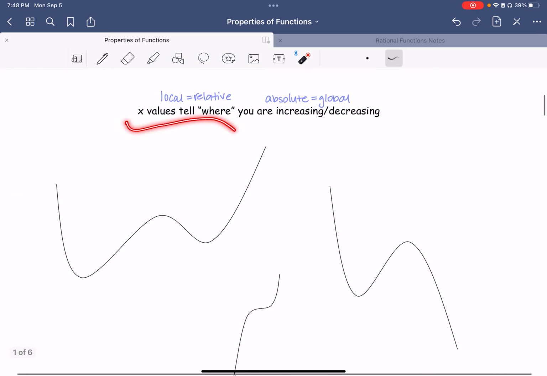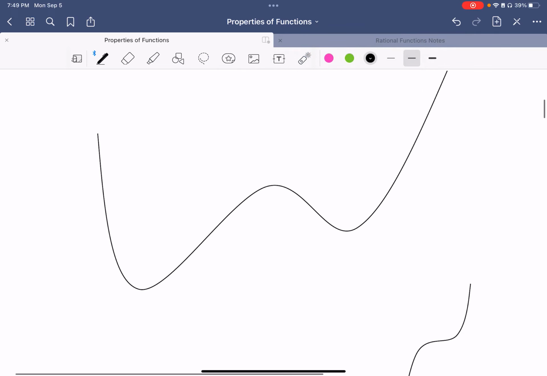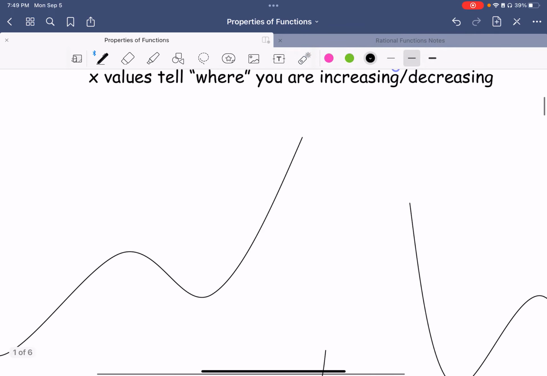Here I have a note that the X values tell you where you are increasing and decreasing. So when I'm asking you about the intervals of increasing, decreasing, you will only be focused on the X values, and we'll practice that on the next page. Okay. Here we have some more examples. I want you to again add the arrows. They are missing.